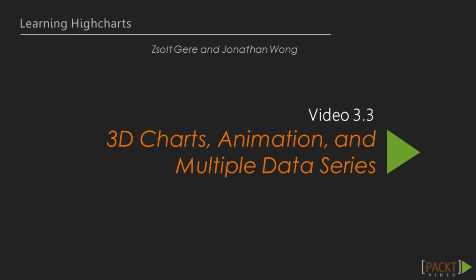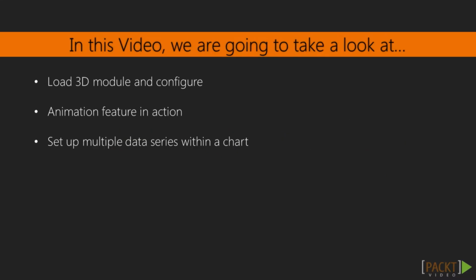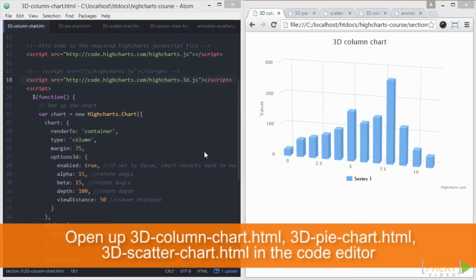Welcome to video 3.3 on 3D charts, animation and multiple data series. In the previous video, we saw plot bands, plot lines and zooming. In this video, we will look at how to load the required files and configure for viewing 3D charts. Next, we see how the animation feature works in action. And finally, we set up a chart with multiple data series. 3D charts provide an additional way for your viewers to examine your data.